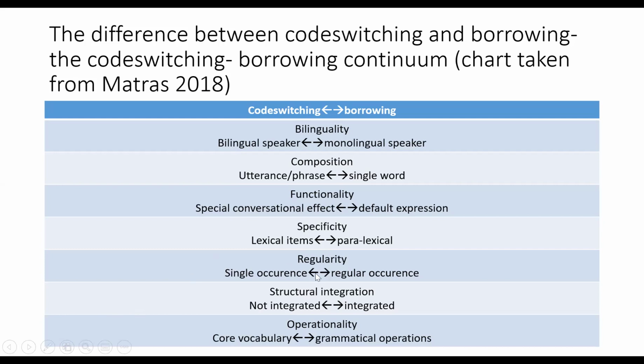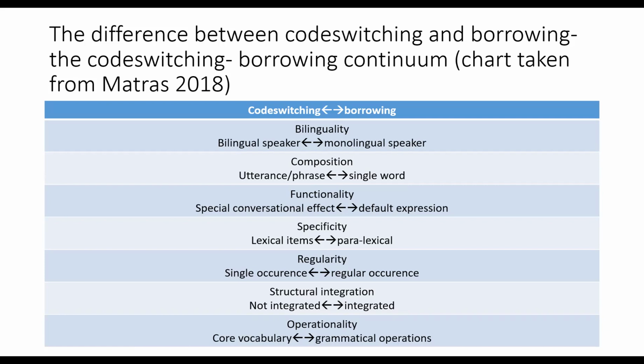Then we have the regularity of the situation. So if something happens just once, a single occurrence, then we say it's code switching. But if it happens all the time, then it would be borrowing. So if it's regular, it's probably borrowing. So that's why we could say that Bahnhof in Turkish German speakers is an example of paralexical borrowing, because it's pointing to a specific thing.